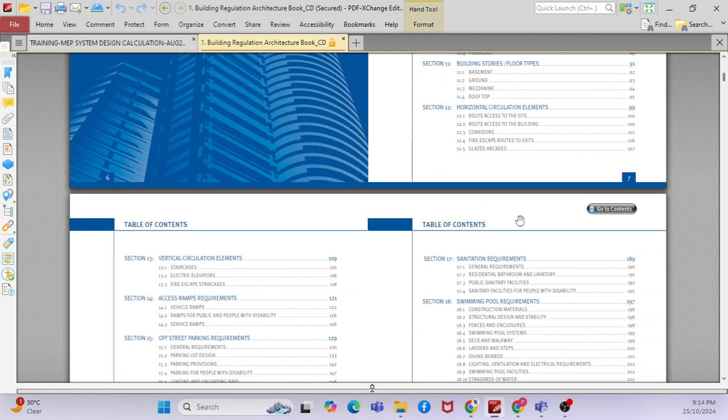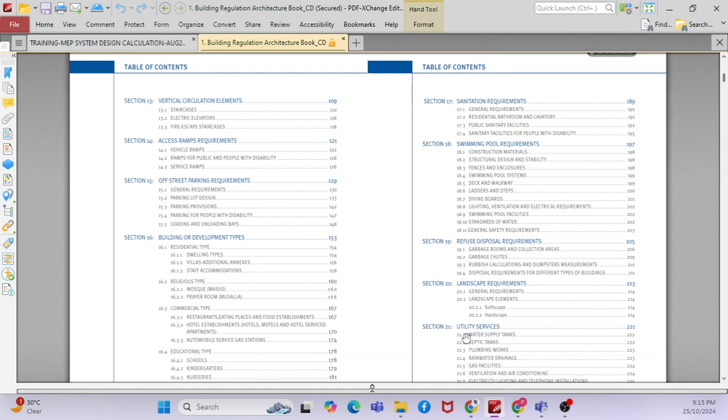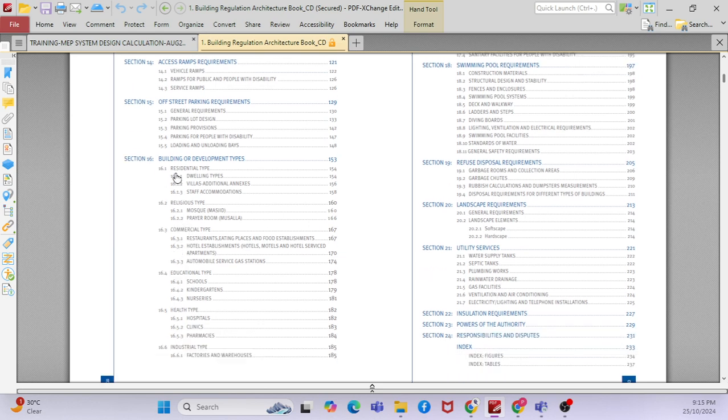If you go further down, there is the access ramp and the parking requirement. Then building or development types, disposal requirement, swimming pool requirement, sanitation requirement, landscape requirement, utility services. Each building has water supply tanks, septic tanks, plumbing works, rainwater drainage, gas facilities. Each building also has a different type: residential, religious, commercial, educational, health, industrial. Then there is parking: how to design it, and what is the space for each parking bay.